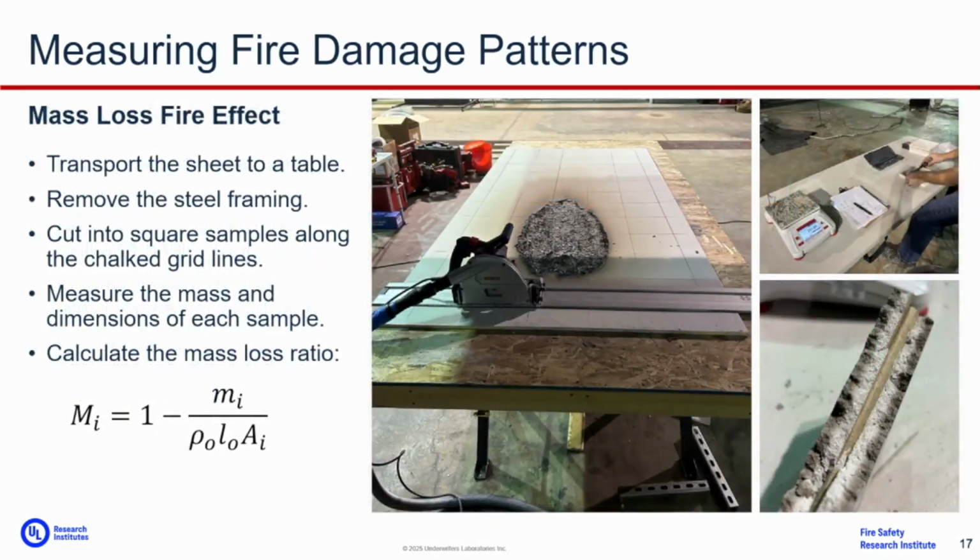The mass loss was simply measured after each experiment. The drywall was removed, placed on a table, cut into regular 8-inch squares according to that grid, and then the mass and dimensions of each of those pieces of drywall were measured. And from that, we could assemble a contour, understanding the mass loss over the entire surface.